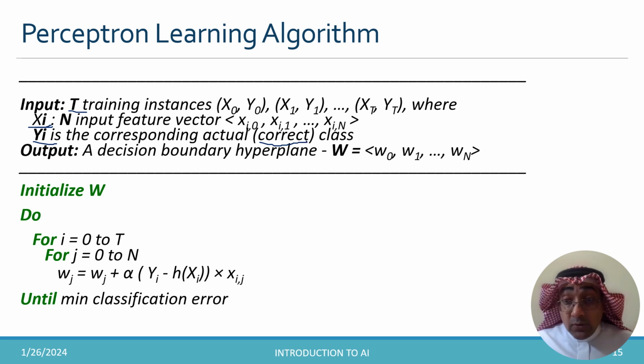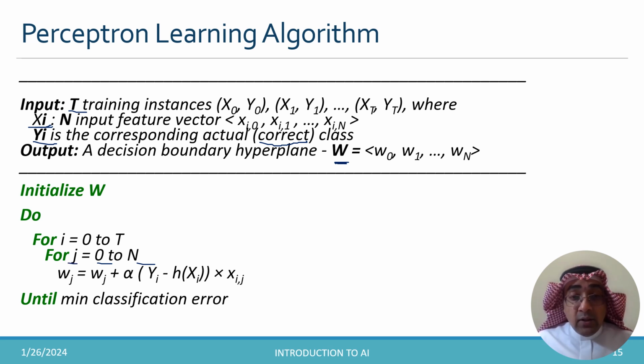It has to be the correct one. We need it so that the algorithm can learn from it. And then the output is the W. So we want to calculate the W, and in this we loop on all the sample points that we want to train our algorithm on, and we go from 0 to n.